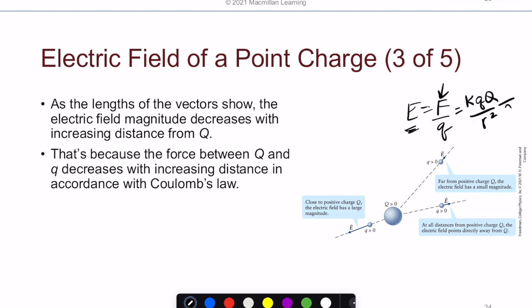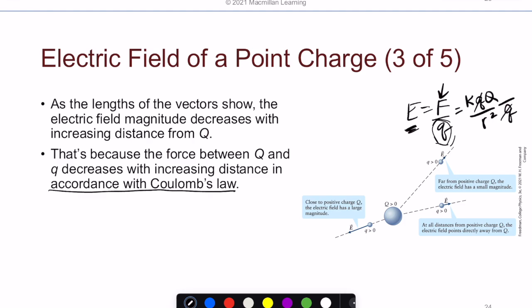Well, when we divide by little q, as we do right here, the little q drops off, and all we're left with is big Q. And this is the equation for an electric field due to a point charge big Q. It's simply K big Q over R squared. And the little q has disappeared because that is our test charge and we divided it out in order to define the electric field. So the force between the two particles changes with distance according to Coulomb's law.